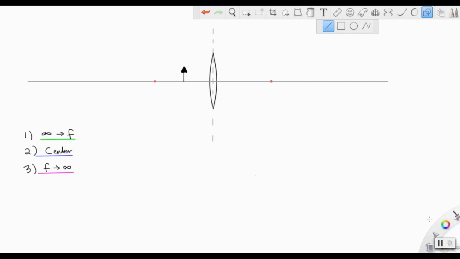So the green one's not going to be too bad. Again, we have a parallel ray that when it strikes the optical plane goes to the focal point on the other side. And we can draw our arrows to make sure we're clear about the physical direction of ray travel there. Let's move on to the center ray. Center ray is also not too bad. So we go directly from the tip of the object through the center. And again, make sure to indicate directionality there.